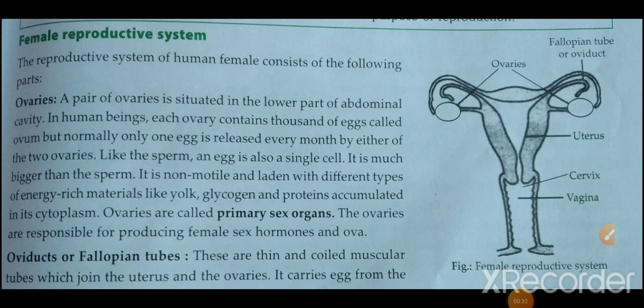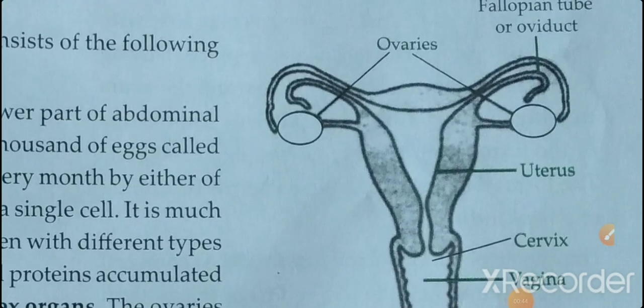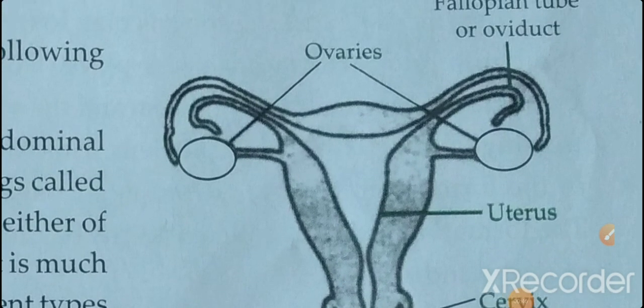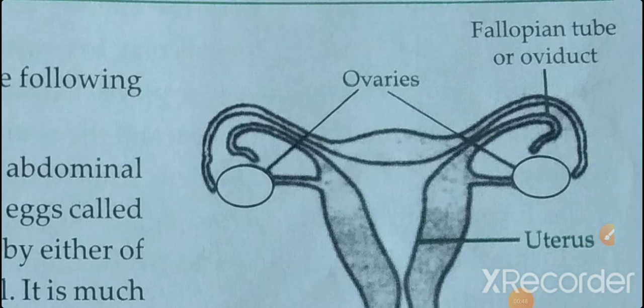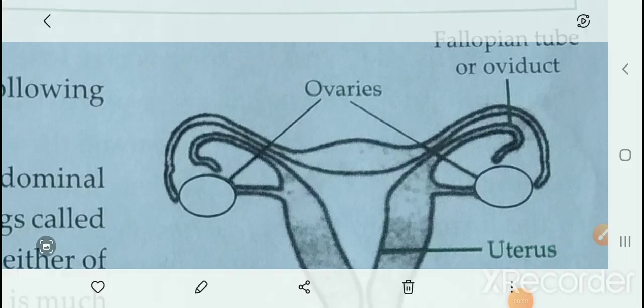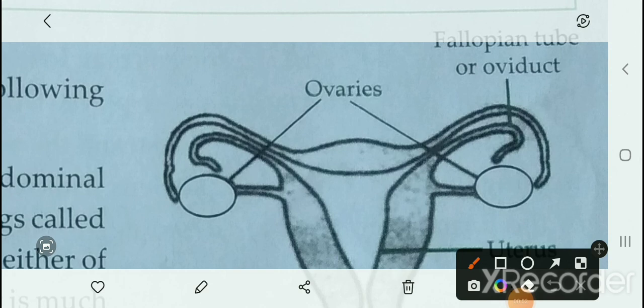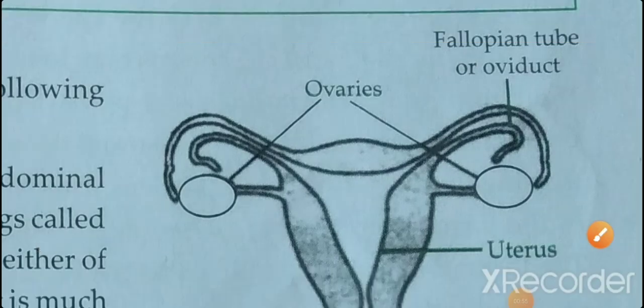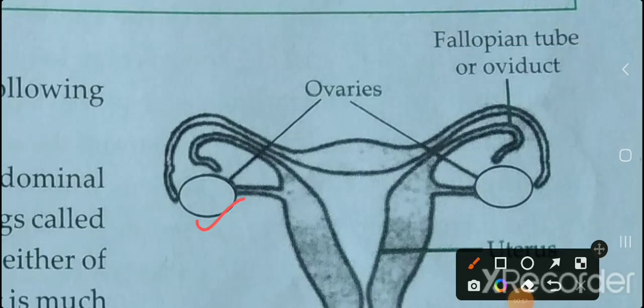We'll start with the female reproductive organ. Here you are seeing the very detailed picture of the female reproductive organ. First you need to see the structures. What are the parts present here? Two ovaries are present, and the ovaries are connected with the fallopian tube, also called the oviduct.